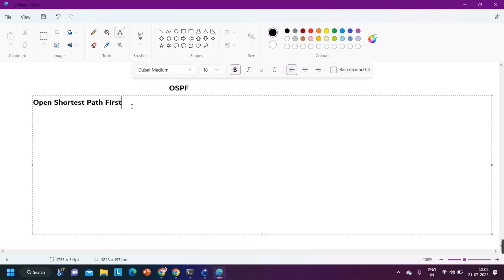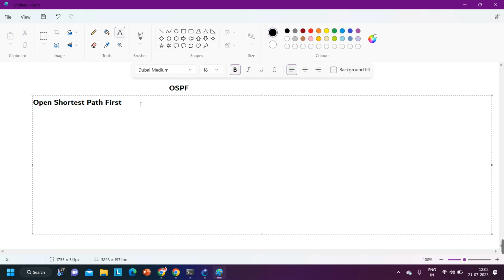Nowadays EIGRP is also open standard, but earlier EIGRP was Cisco proprietary. Earlier we were able to run the EIGRP routing protocol only on Cisco devices, but nowadays Cisco has declared EIGRP as an open standard. So open standard means other vendors can also use EIGRP, but OSPF is an open standard routing protocol.